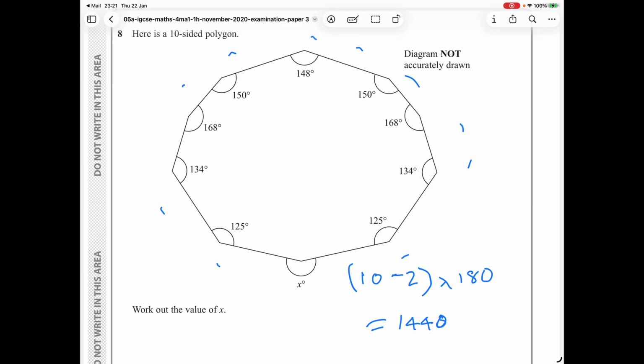And then you just have to take off all of these things. So we're going to go 1440 minus 125 minus 125 minus 134 minus 134 minus 168 minus 168 minus 150 minus 150 minus 148 equals 138 here.